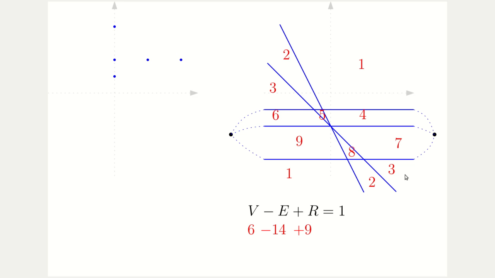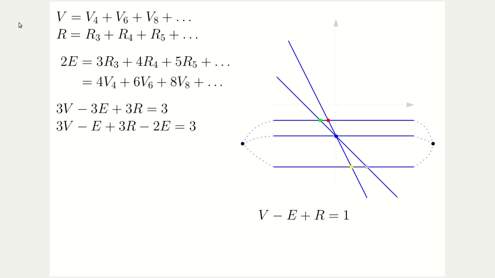Region 3 is similar. Regions 4, 6, 7, 9 are also infinite regions that are bounded by different segments. In addition to these infinite regions, we have also 2 finite regions, 5 and 8. In total, we have 9 regions. If you look at this formula, you will see that 6 minus 14 plus 9 equals 1. So Euler-Poincare formula holds in this picture. This concludes the description of our Euler-Poincare formula, and let's see how we'll use this to prove the existence of 3 ordinary lines in the Sylvester's problem.